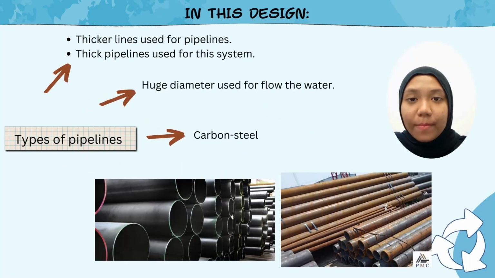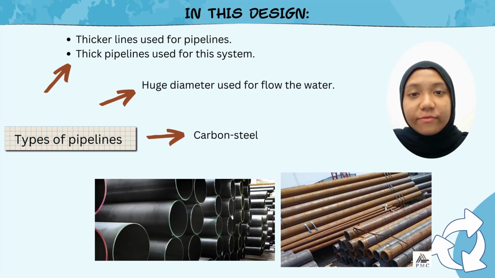Next is for pipeline routes. Pipelines are used to connect the water sources to the tank and also to connect the tank to the endpoints. In this design, we use straight lines for all pipelines, and thick pipelines are used for this system. For flowing water in high volume, we use a huge diameter for the pipelines. And then we have chosen the type of pipeline, which is carbon steel, because it's not as expensive as other pipes.